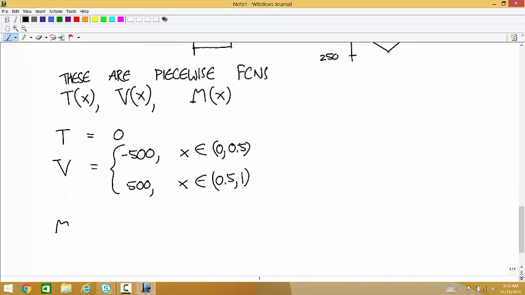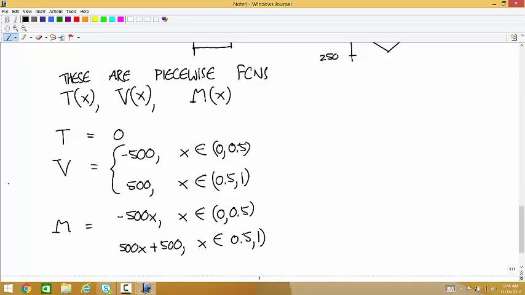And then m was equal to negative 500x for x values between 0 and 0.5, and 500x plus 500 for x values in the interval from 0.5 to 1.